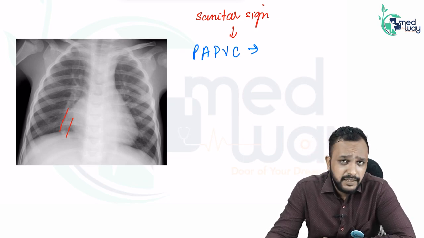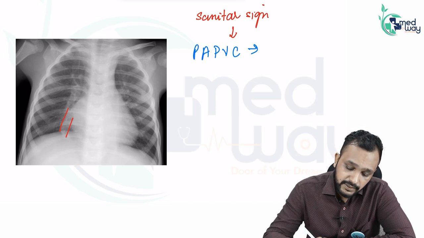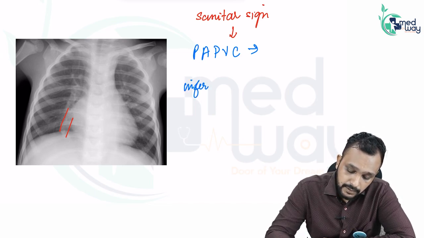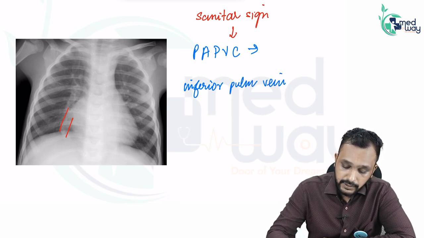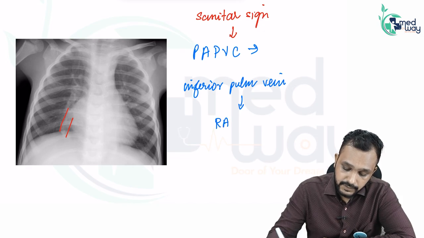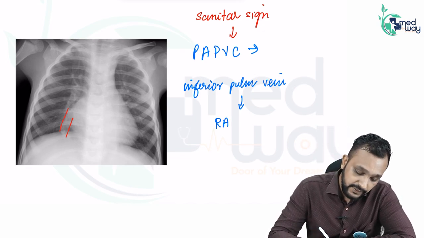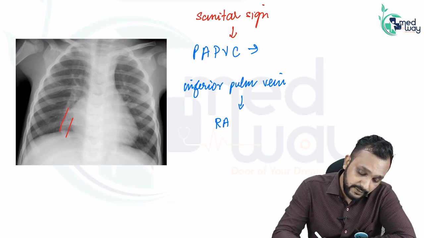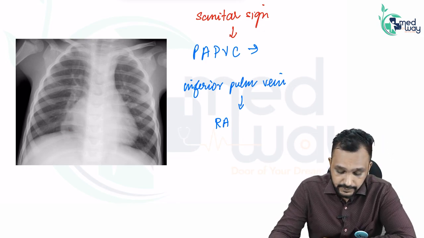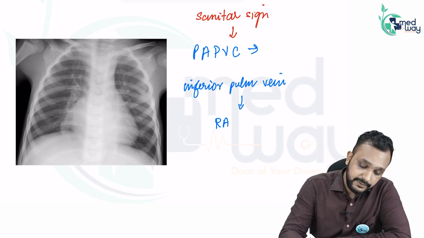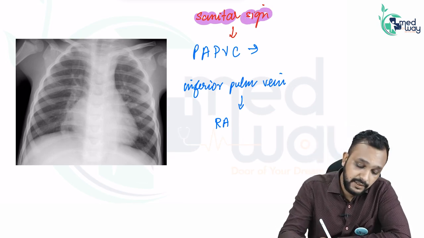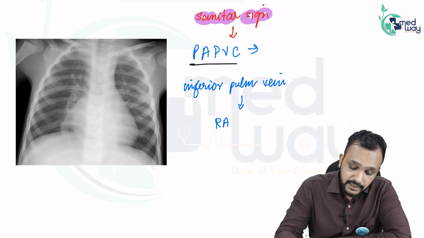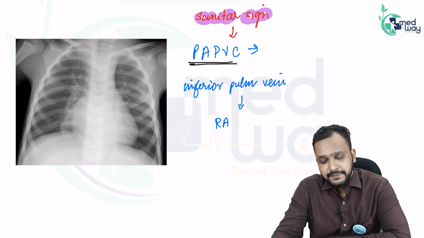Instead of all the pulmonary veins draining into the right side heart, here you have one single inferior pulmonary vein which is draining into the right atrium, right? And this inferior pulmonary vein appears as a radiopacity along the right side of the heart, and this is known as Schmitt's sign. Clear? So we should all know that this Schmitt's sign is seen in patients with partial anomalous pulmonary venous return.